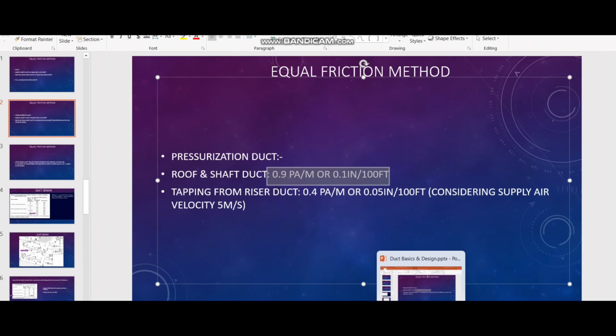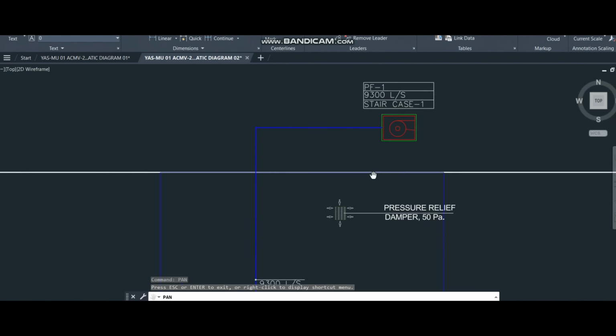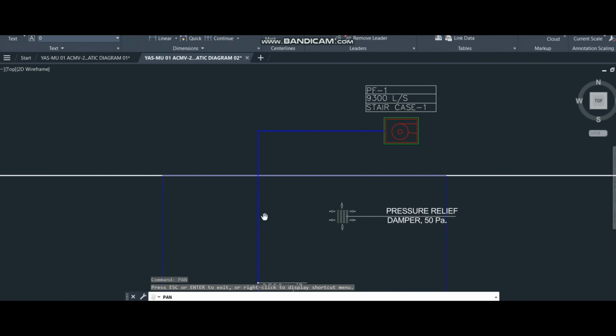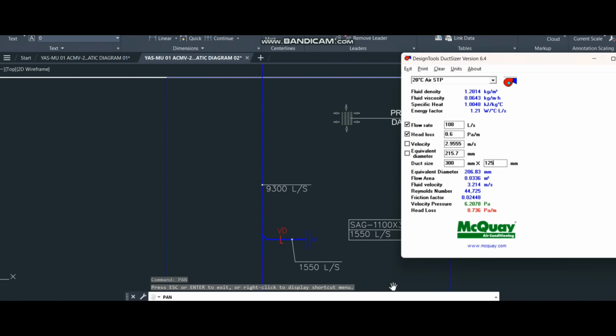For example, in our project, if you see here, the first value from the fan, 9300 liter per second, is coming, which is going to the shaft here. So we'll go to the duct sizer, 9300 liter per second, and the Pascal, as I told you, maximum 0.9 Pascal. The duct size you can adjust based on the shaft requirement, for example 1000 by 950 or 1200 by 800. So this one you can adjust on site.